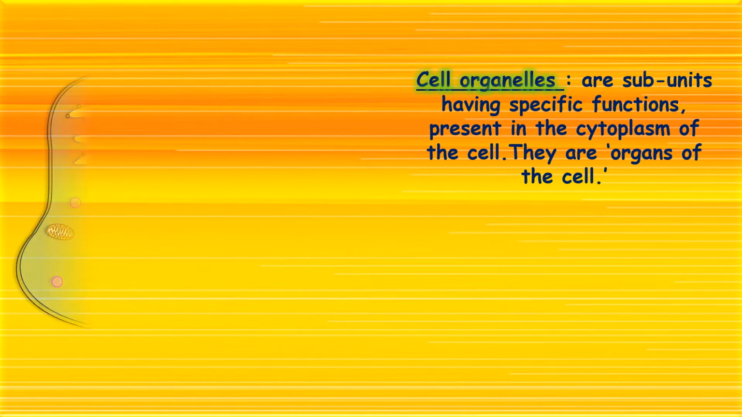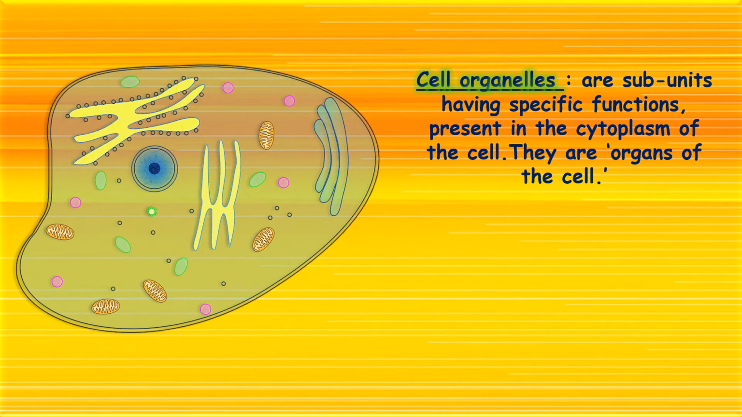Cell organelles, what are they? They are subunits, they have specific functions, and they are present in the cytoplasm of the cell. So when there is an animal cell, there is cytoplasm, which is the sticky substance, and there are small subunits called the organelles of the cell. They are actually the organs of the cell, but because they are very minute, they are called cell organelles. You can see the animal cell here, and all these structures which are there in this sticky moving substance called cytoplasm are the cell organelles.